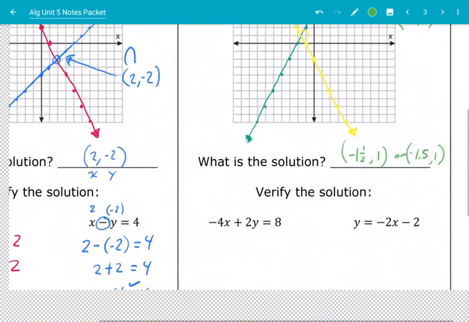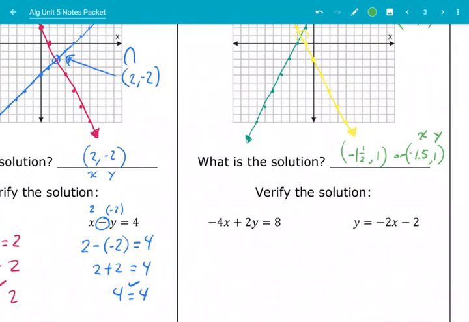Let's see if that works. So here's my x, here's my y. x is minus 1.5. y is 1. So a minus 4 times a minus 1.5 plus 2 times a 1 equals 8. Okay. Minus 4 times minus 1.5, that is positive 6. Plus 2 times 1 is 2 equals 8. Hey, look at that. That works.